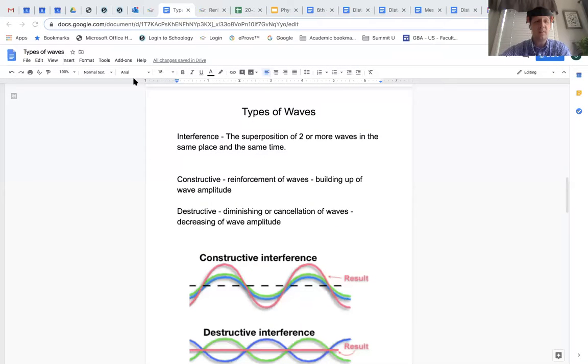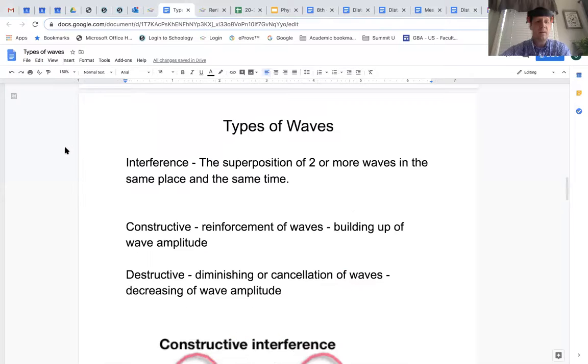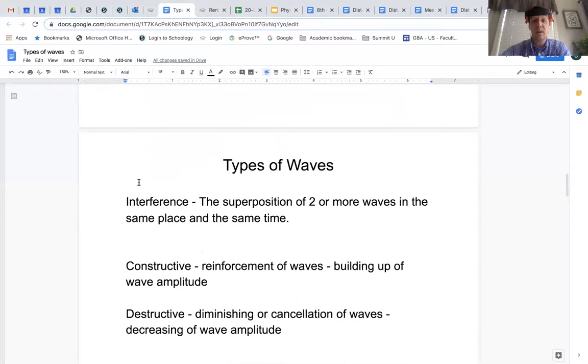So I thought I would share a screen with you guys. Let me make sure I got the right screen happening here. You should be seeing something that says types of waves at the top. It's a note page that I've been using on and off this week. It might seem like I'm reading some things to you, but it's for the sake of us staying on the same page.